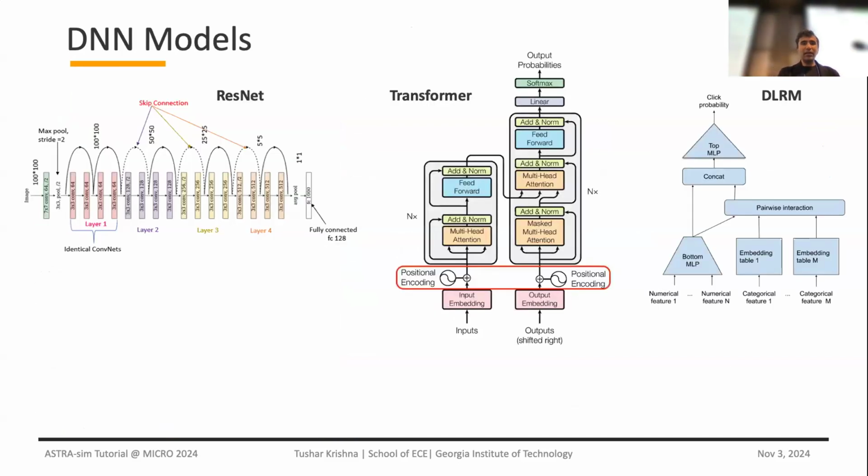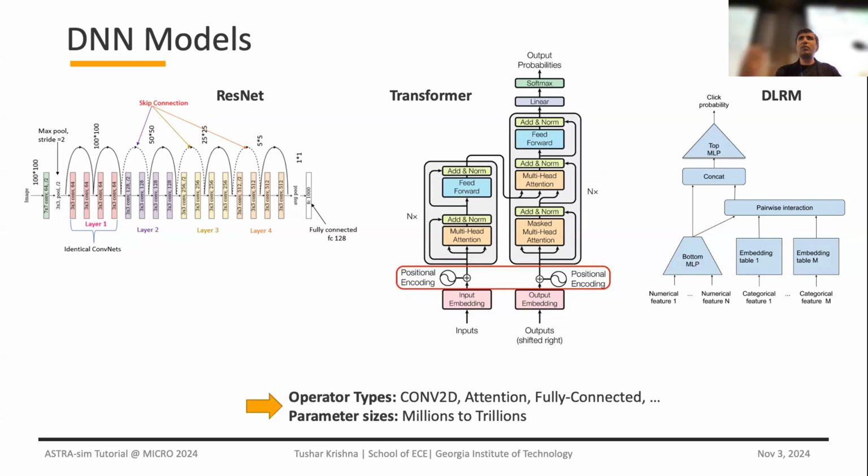So on the DNN model side, this is really just the model architecture that you're describing, as I said, in a PyTorch or a TensorFlow. You might have convolutional neural networks, you might have transformers, you might have recommendation models. And of course, from a computation or system perspective, it boils down to a lot of the different kinds of operators that you're running and their dependencies. So whether it's conv operators, matmuls, attentions, fully connected operators, and so on. And as we said, the parameter sizes can be from millions to trillions here.